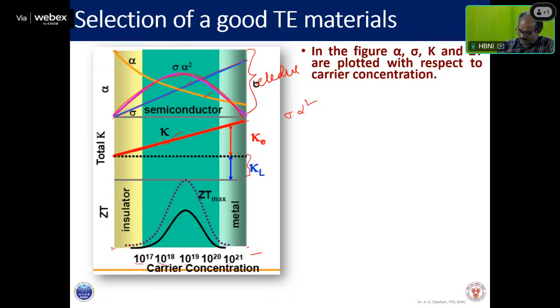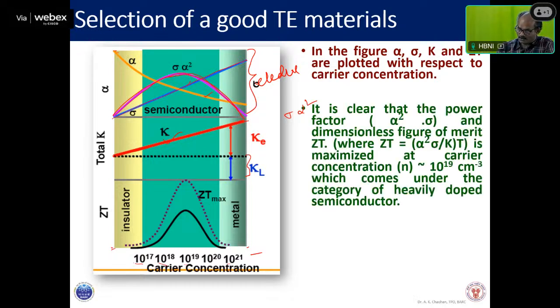So now if we try to figure out the ZT value, what is that? Alpha square sigma divided by K and multiplied by T. So it will be like this curve, you divide by this curve, and then multiply by the absolute temperature. So you will have a curve like this.